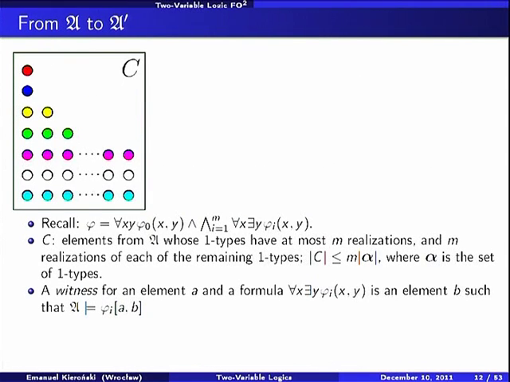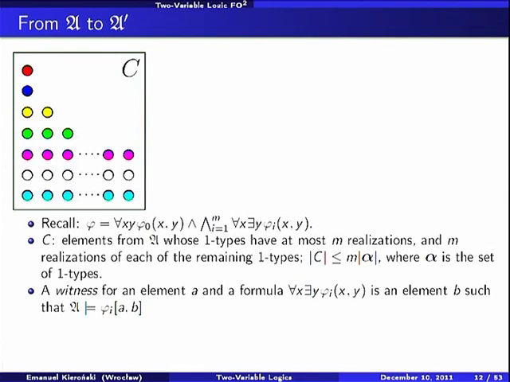So here is how the proof works. Recall the normal form. We have a formula which says that for all x, y, something, and some formulas that say for all x exist y, and something. Let us take an arbitrary model A.